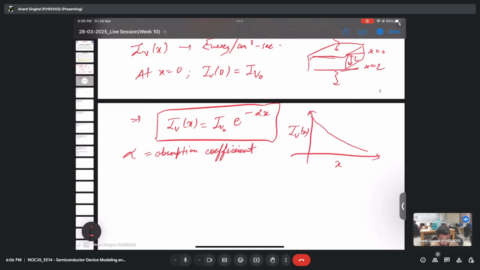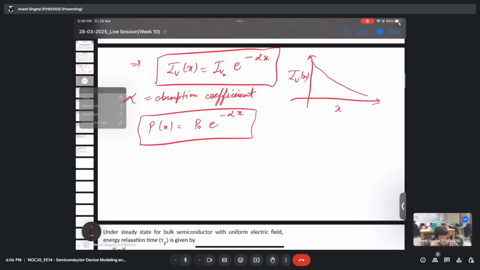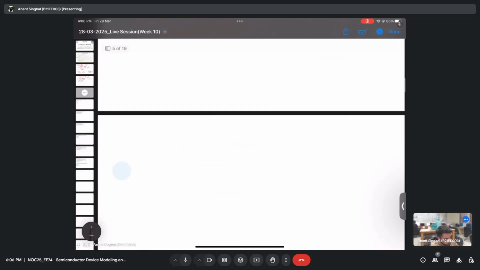Similarly, the power will be given out by power per unit area, again. So it is directly proportional to the intensity itself, so a similar relation will come out. Then there are a few more things, such as the generation rate of the electron hole pair. So let me cover that.